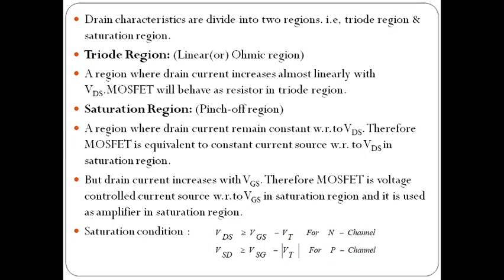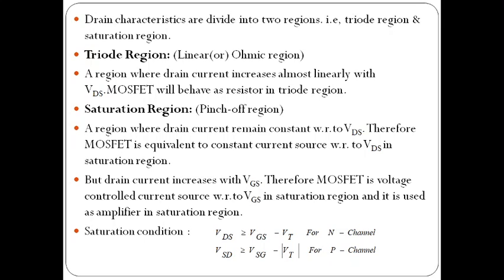But in the triode region, drain current increases with VDS value. So we draw the drain characteristics for different VGS values. The drain current increases with the different values of VGS. Therefore, the MOSFET is a voltage controlled current source with respect to VGS in the saturation region or pinch off region. It is also used as an amplifier in the saturation region, which was already discussed in the JFET.